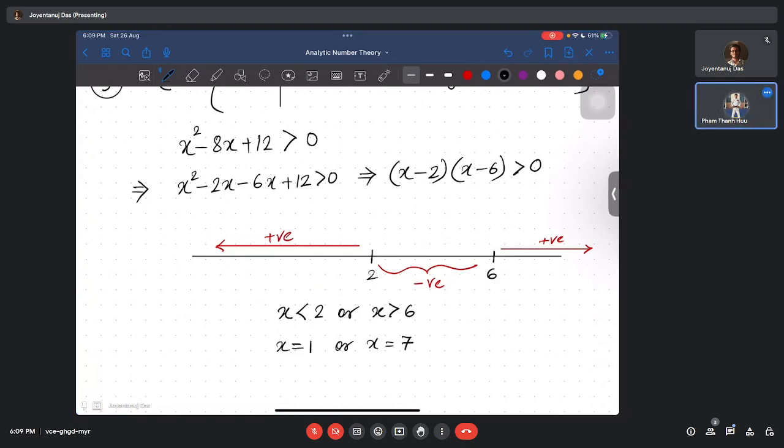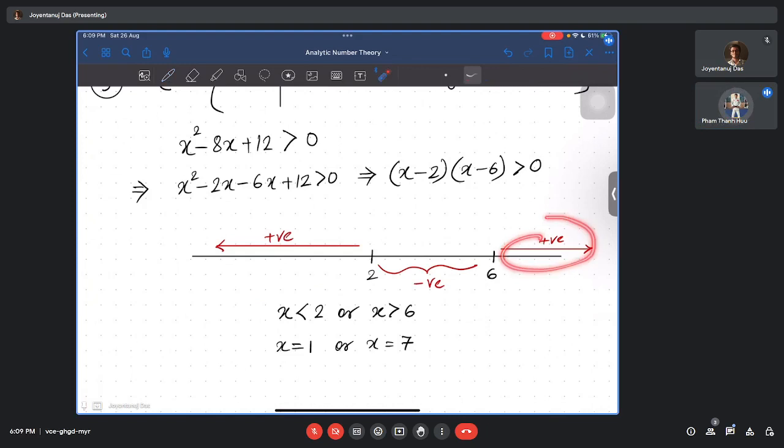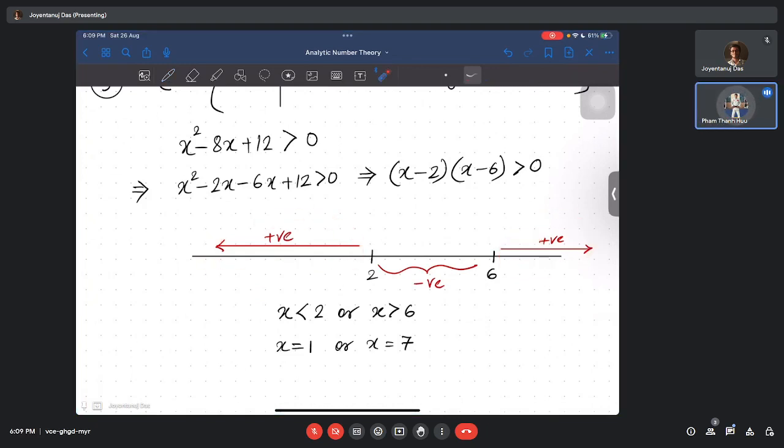Greater than six, greater than six. So this part is positive, greater than six is okay, because it's zero at six and it's positive. So it's okay.